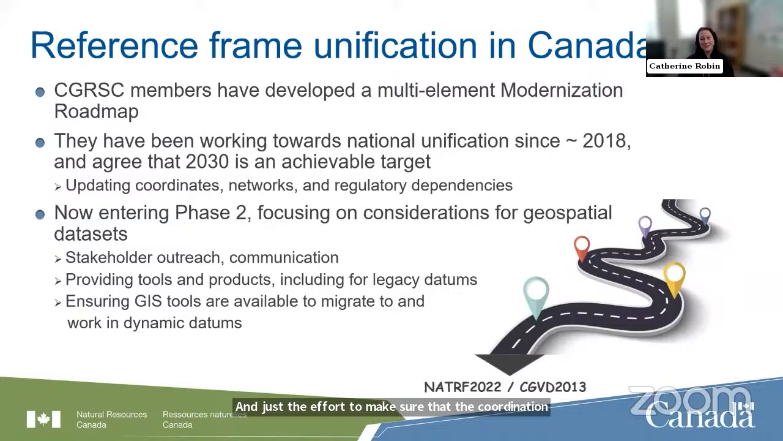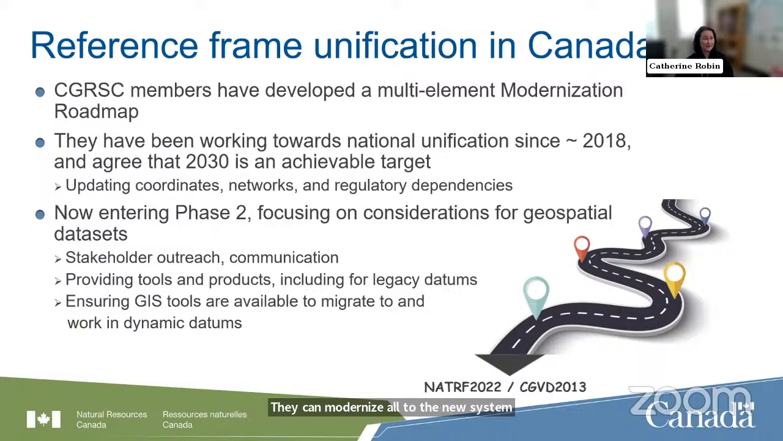So CGRSC members are on board to work towards this. That's the provinces and some other jurisdictions and some other federal groups as well. To that end, they've developed a multi-element modernization roadmap. We've been working on that since about 2018, discussions and looking at what it means and what is going to be needed. As of last year, the provincial members agreed that 2030 is an achievable target. So if we go federally in 2025, they feel that by 2030 they can modernize all to the new system.